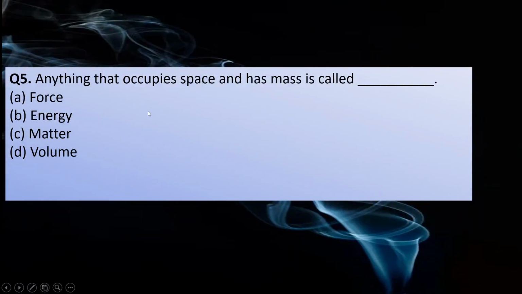Question number 5. Anything that occupies space and has mass is called option A. Force. Option B. Energy. Option C. Matter. Option D. Volume. What is the answer? Guess. Answer is C. Matter.